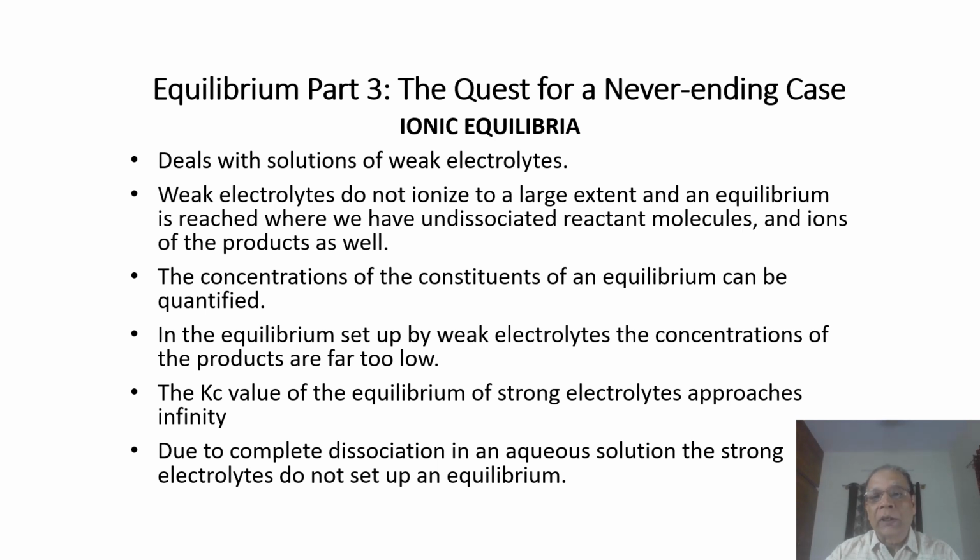Weak electrolytes do not ionize to a large extent, and an equilibrium is reached where we have undissociated reactant molecules and ions of the products as well, maybe the molecules of the products as well. The concentrations of the constituents of an equilibrium can be quantified. In the equilibrium set up by weak electrolytes, the concentrations of the products are far too low. And that's why they are called weak electrolytes.